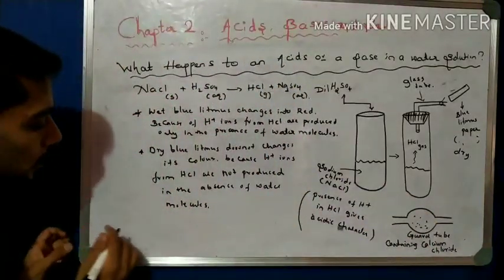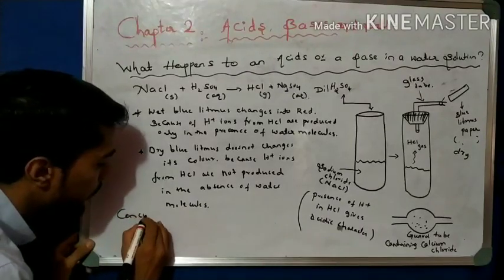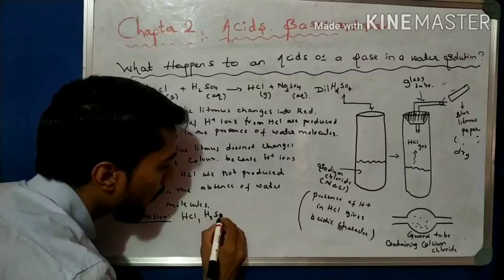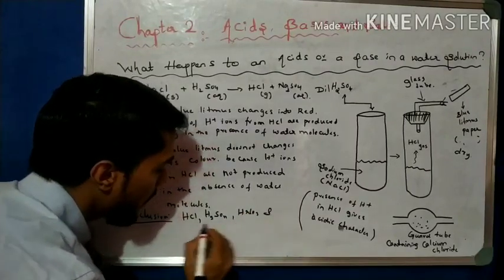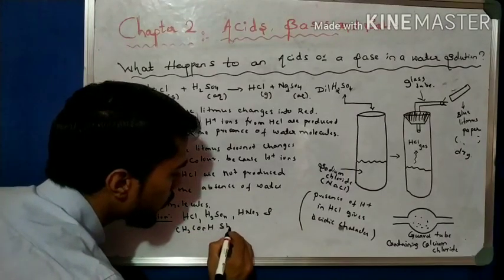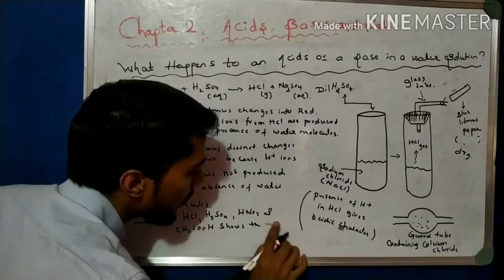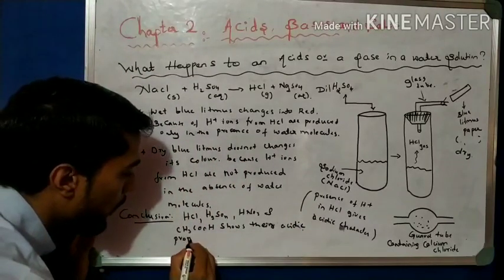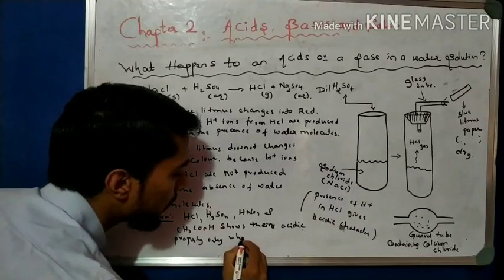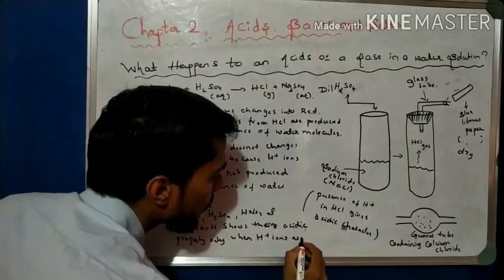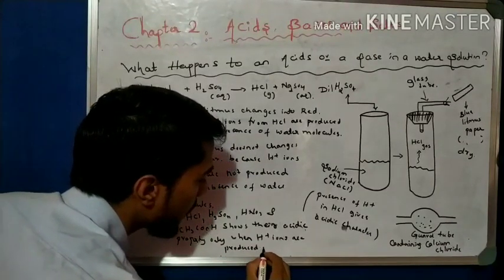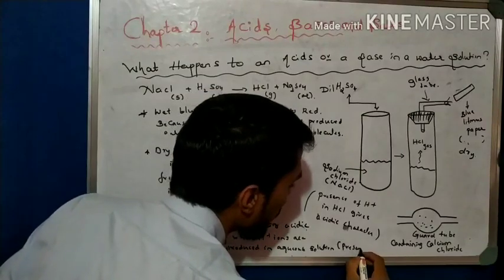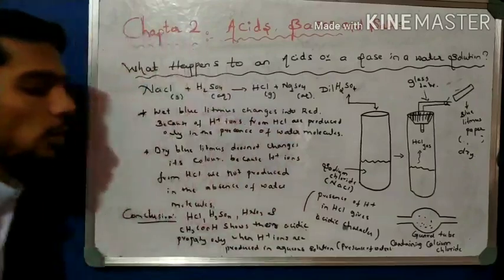So that is the final property. So what is our conclusion? My conclusion: HCl, H2SO4, HNO3 and CH3COOH show their acidic property only when H plus ions are produced in aqueous solution, that is, in the presence of water. That is a very important point you have to remember here.